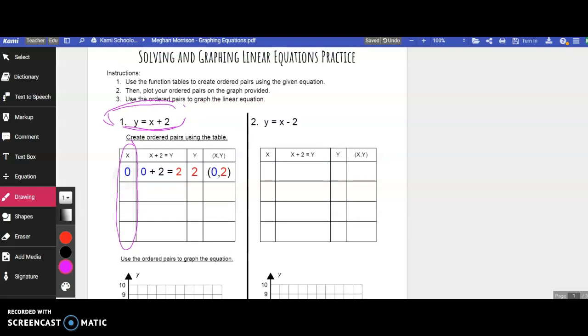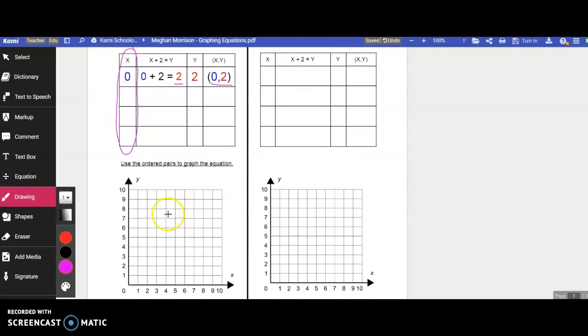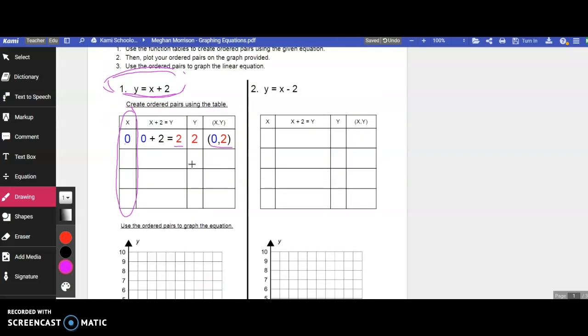So you'll choose your x, you'll figure out your y, you'll create your ordered pair, and then you will graph it. Okay? Those are the steps. So we pick our x. Let's just go with 1. We're going to figure out our y. So if our equation is x plus 2 equals y, I can take my x, 1, add on 2. That gives me my y, which is 3.